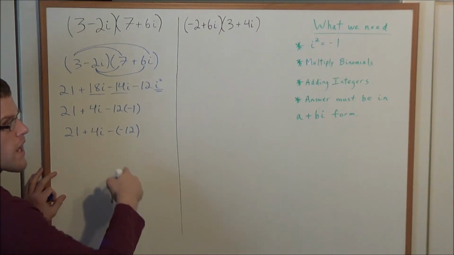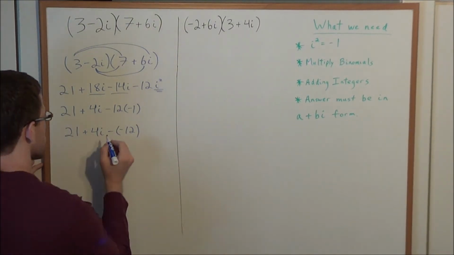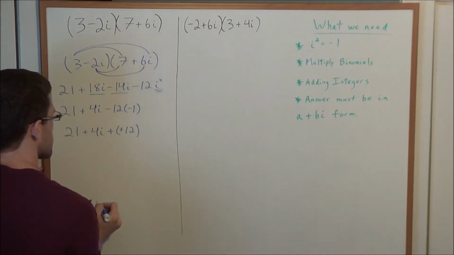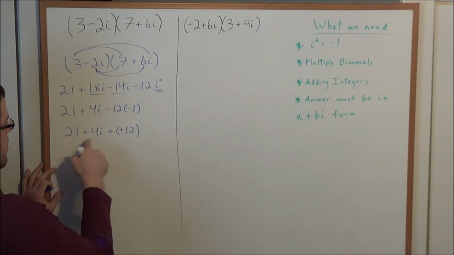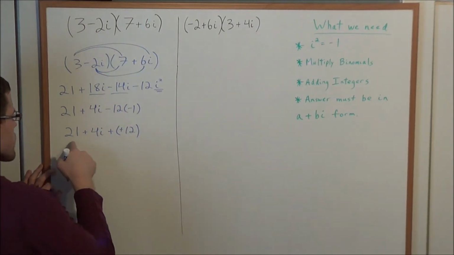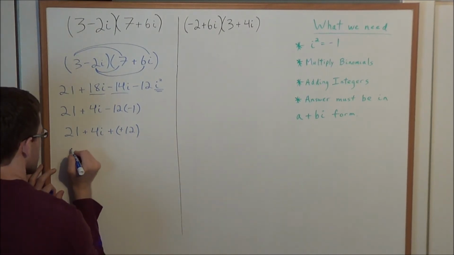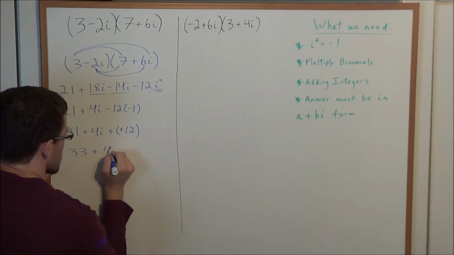But now what do we have here? We're subtracting a negative number, so this operation is going to turn to addition. So now in the next line, we could go ahead and add 21 and 12, since they're both the real part of this number here. So we have 21 plus 12. This is going to give us 33. So we have 33 plus 4i.